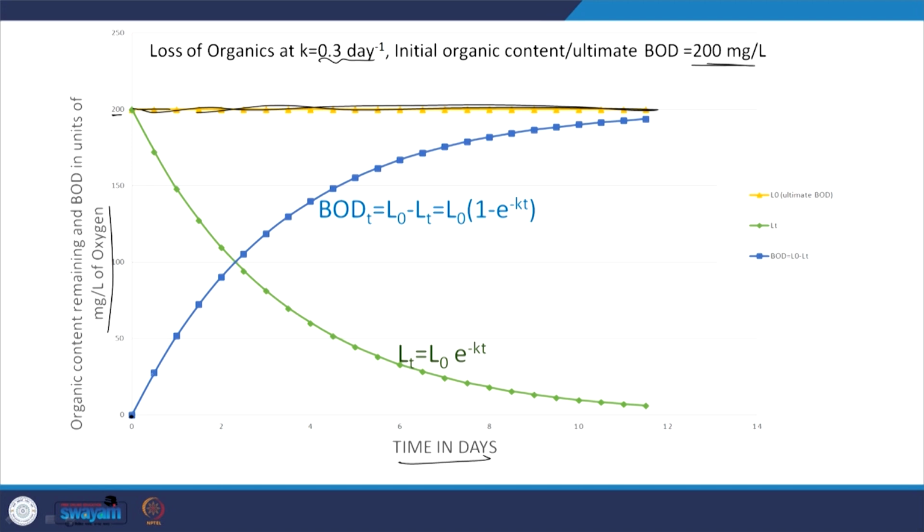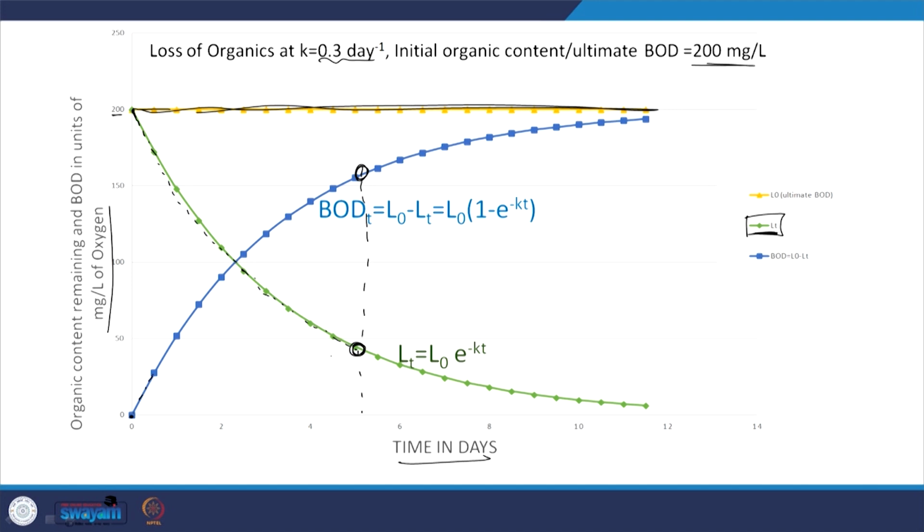When I say organic content is being degraded, some oxygen is being consumed, so that is why the BOD has increased. Let us say at 5 days the BOD is this. So what happens to the organic content in the meantime? Organic content is the green particular legend. The organic content was initially 200, and it keeps on decreasing because the microbes are degrading it in the presence of oxygen, and after 5 days I only have a little of the organic content left, right.